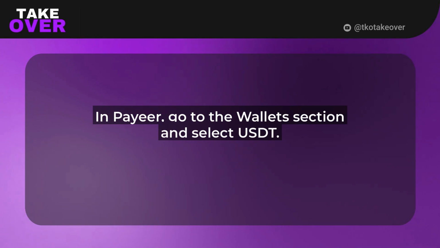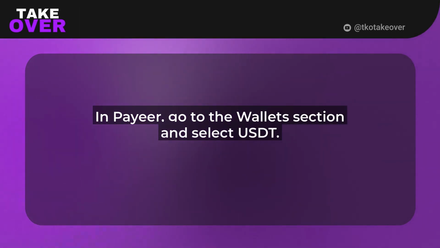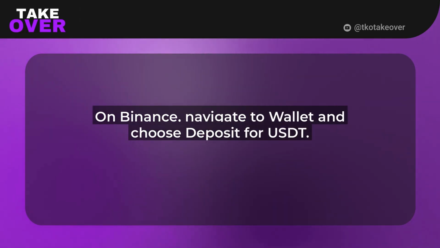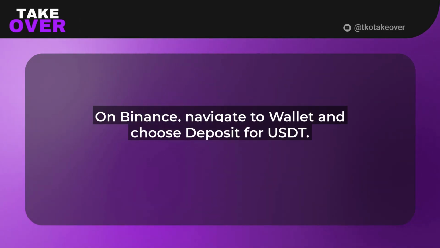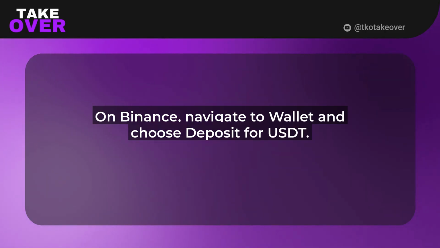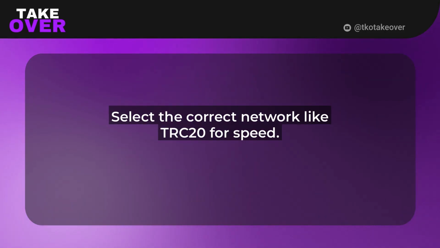First things first, make sure you have accounts set up on both Payeer and Binance. If not, head over to their websites and complete the registration process. It's straightforward and usually takes just a few minutes. Once you're logged in, start by opening your Payeer account. Navigate to the Wallets section and select USDT. Here, you'll find the option to withdraw funds. But before you do that, you need the correct deposit address from Binance.